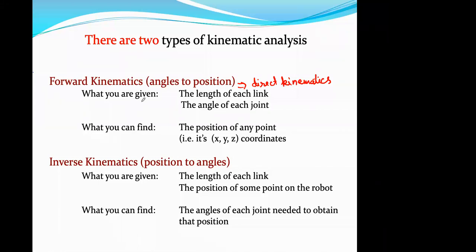There are certain features which are given and you have to find out certain things. So in direct kinematics, you have been given the length of each link and the angle of each joint. Let us make a diagram so that you can have a better explanation, and the concept will be more clear.